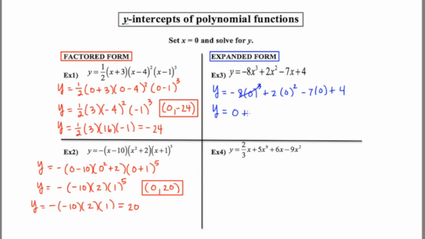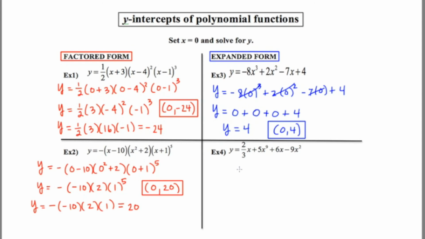And then over here we've got 0 squared, which is 0, and 0 times 2 is 0. And then -7 times 0 is 0. So this went away, and all you're left with is 4. If we add all these things together, we just have 4. So our y-intercept is 0, 4.